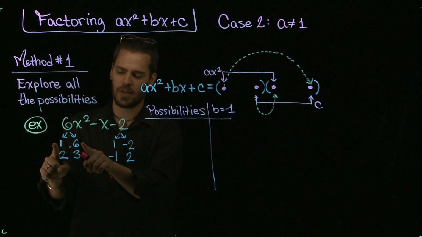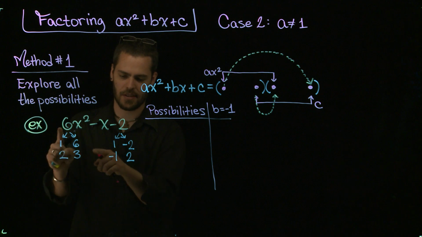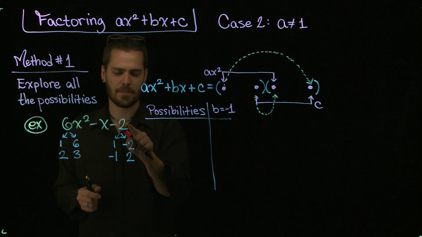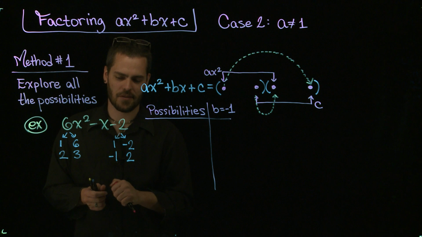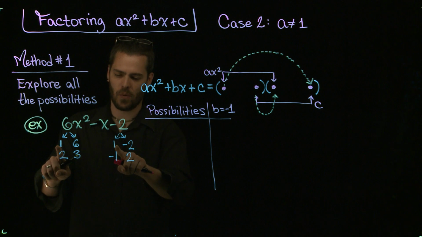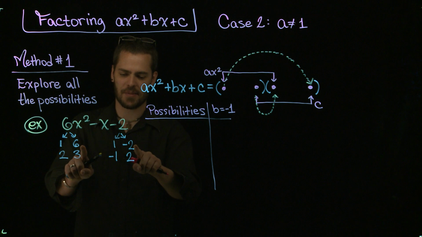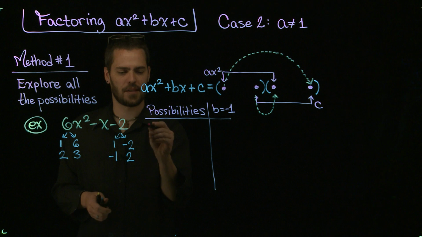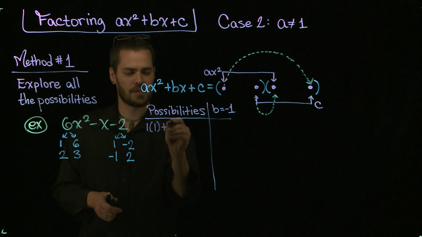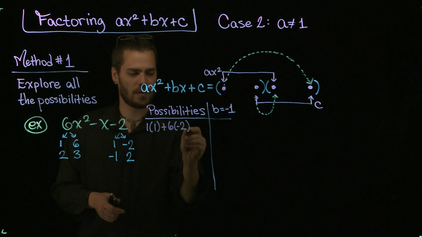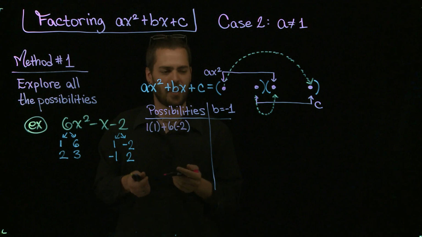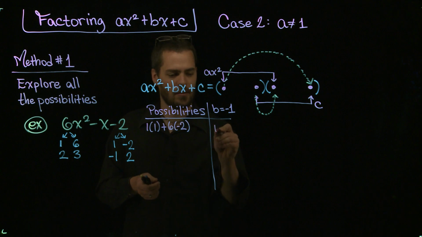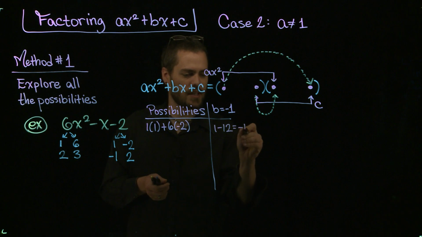First, I'm going to start with 1 and 6 from the factors of the leading coefficient. And I'm somehow going to combine those with 1 and negative 2 from the factors of negative 2. And this is how I do it. First, I start with 1 times 1 plus 6 times negative 2. That's the sum of the products that I'm going to start with. And let's just see what that comes out with. Does that sum of products give me the middle coefficient that I'm looking for? This gives me 1 minus 12, which is negative 11.